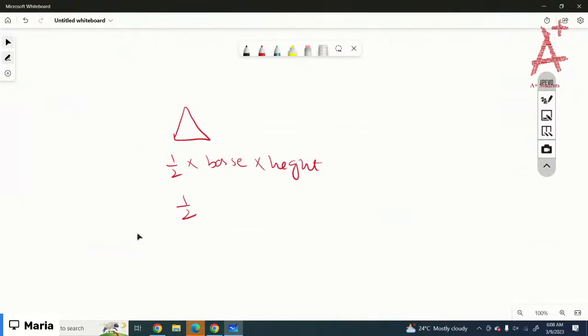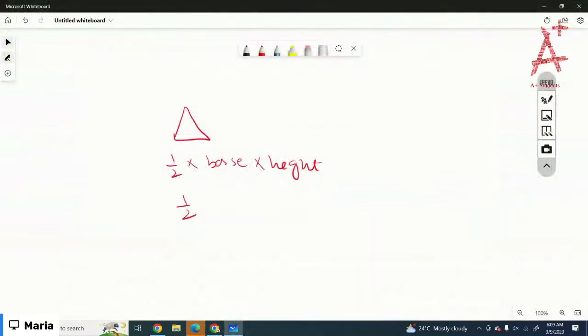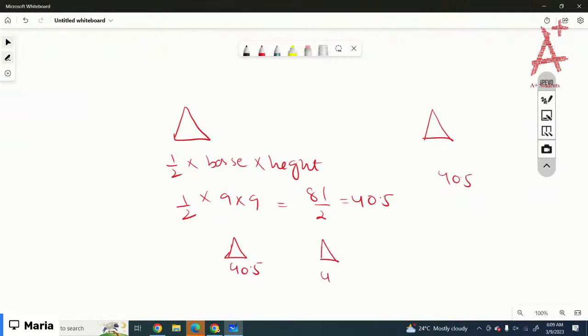So the base of the triangle is 9 and height is also 9. So you have to do 1 by 2 times 9 times 9. 9 times 9 is 81 and 81 divided by 2 is 40.5. We have three of the triangular faces. Got it? So the area of each triangular face is 40.5 because they all have the same measurements. Not three, you have four. So the area of all the triangular faces is the same because all the faces have the same measurements.